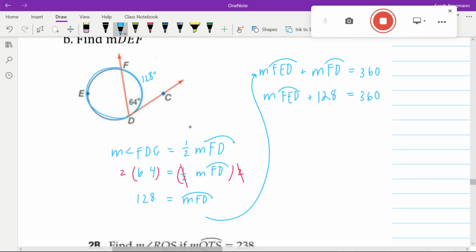Now I can solve this for the measure of arc FED. All I need to do is subtract 128 on both sides. 128 minus 128 is 0. So I get that the measure of arc FED is equal to 232.